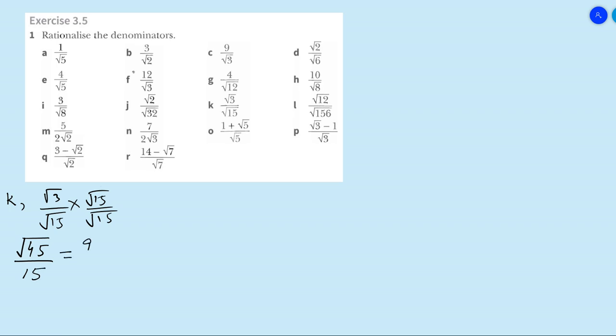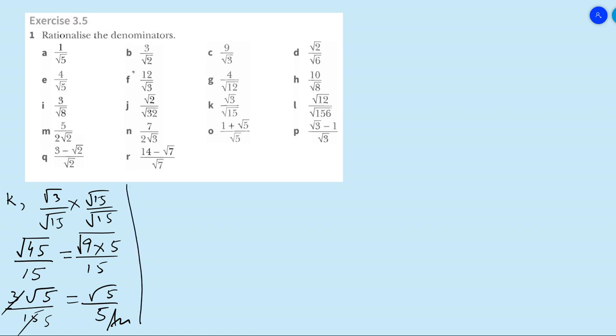45 can be written as 9 5s are 45 upon 15. 9 can come outside from the root, becomes 3 because square root of 9 is 3. Root 5 upon 15. 3 5s are 15. Final answer of part K is root 5 upon 5. Okay, come to part L.